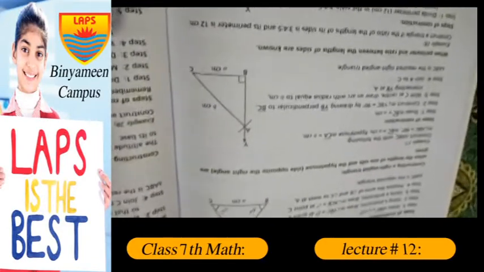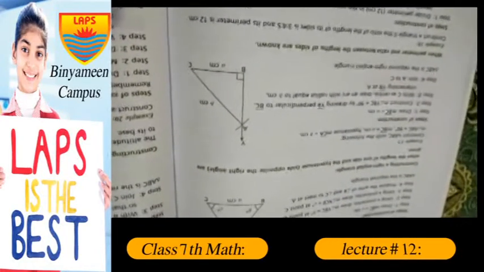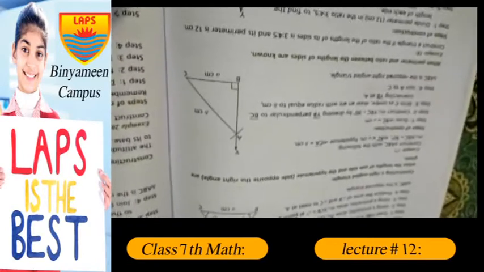Next, example number 17. When the length of a side and the hypotenuse, the side opposite the right angle, are given.